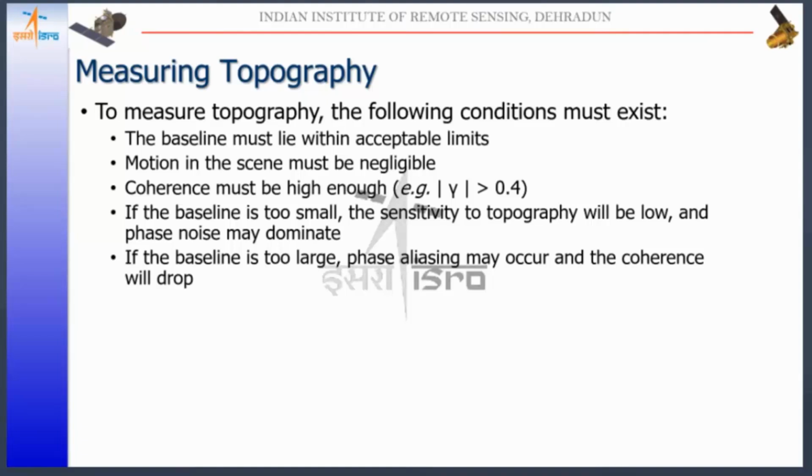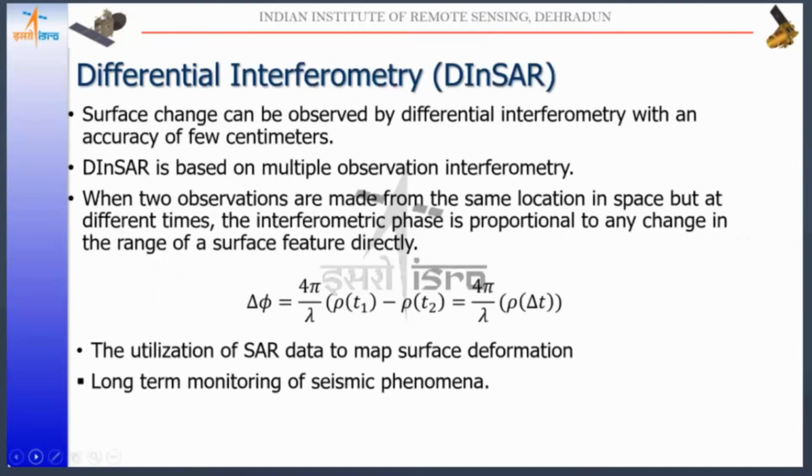But if we have more than two passes, then we can also observe the displacement or surface changes with respect to topography. Means what is the change with respect to altitude, and that we can observe if we have more than two passes. So how is the relationship when two observations are made from the same location in space but at different times? The interferometric phase is proportional to any change in the range of the surface feature directly.